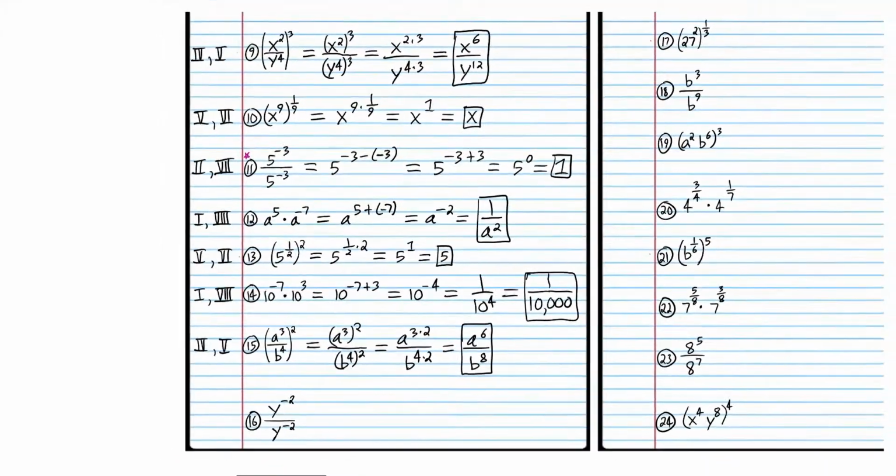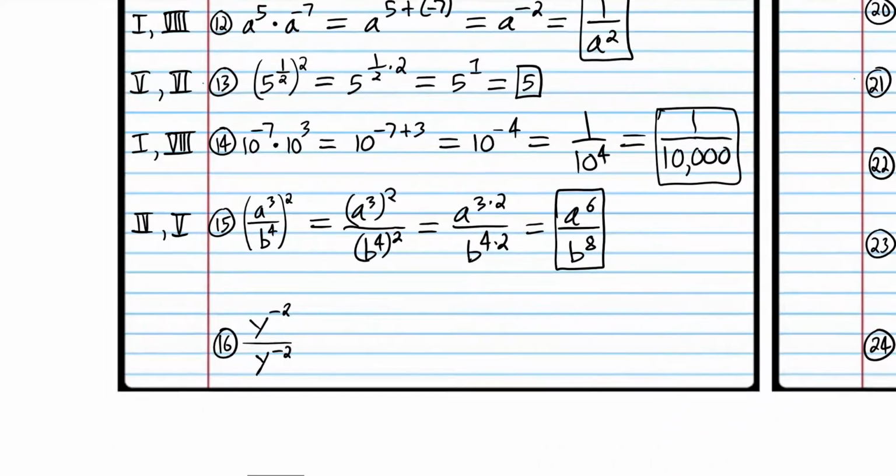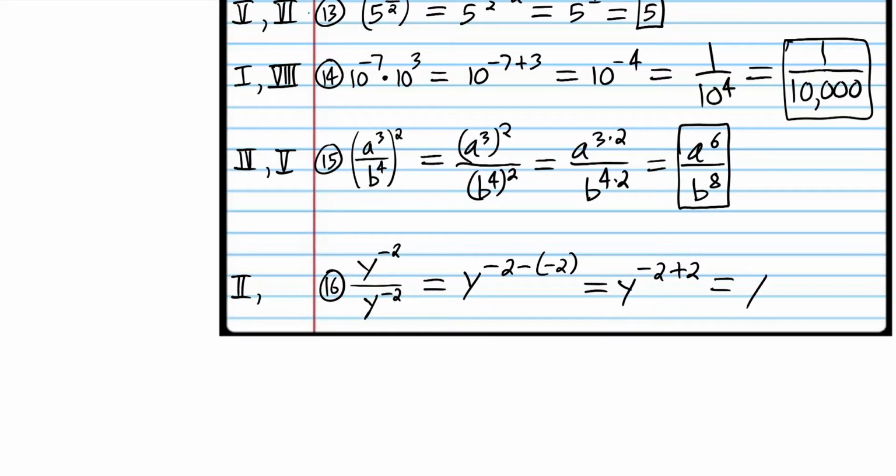All right, go ahead and try number 16. And when you come back, we'll do it together. All right, we're back. So we're going to use rule number 2 because we're dividing powers. And we end up with y to the negative 2 minus negative 2. That's a double negative, so we get y to the negative 2 plus 2. And if we add those up, we get y to the 0 power. But anything raised to the 0 power is just equal to 1. And that is rule number 7. So we end up with 1. So if you got 1, good job.